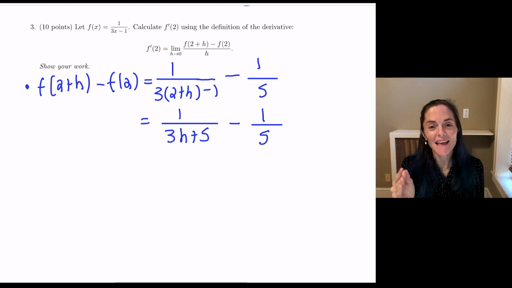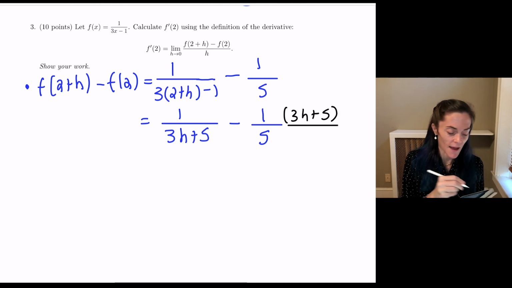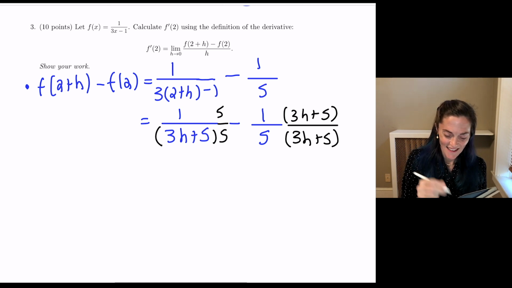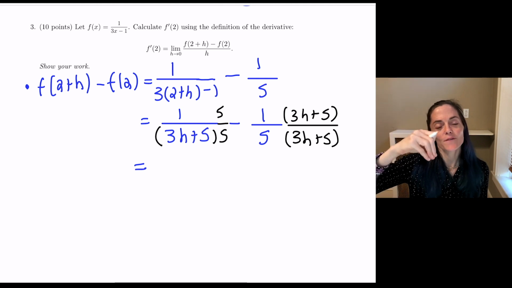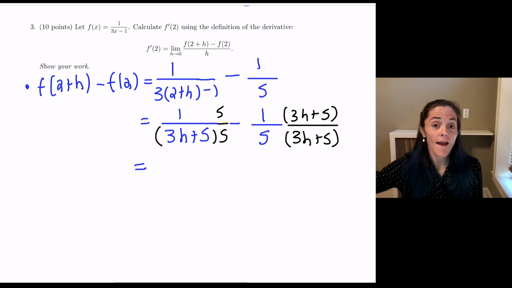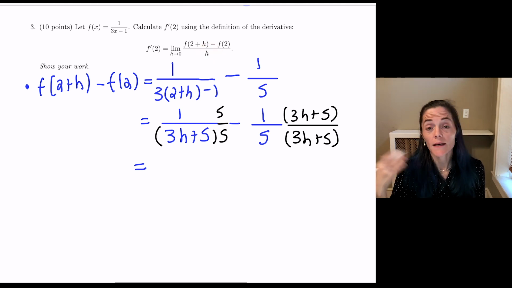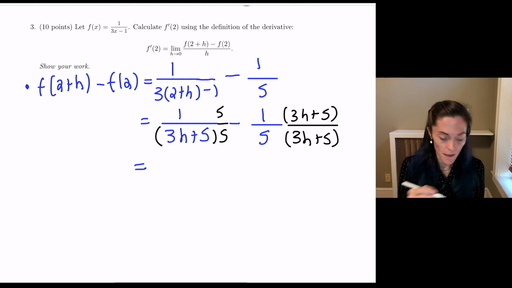Here, we just multiply the two denominators. So I multiply here by 3h plus 5 divided by 3h plus 5. The other term I multiply by 5 over 5. Okay, we're trying to get this numerator, f of 2 plus h minus f of 2, as h times something, so that when I divide by h, in the difference quotient, the h over h cancels. We're very close to being there.